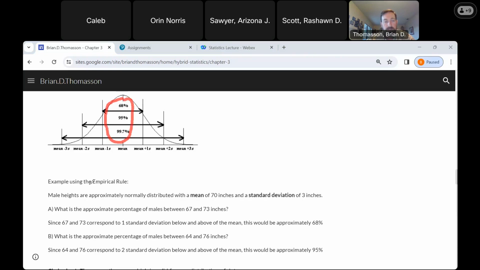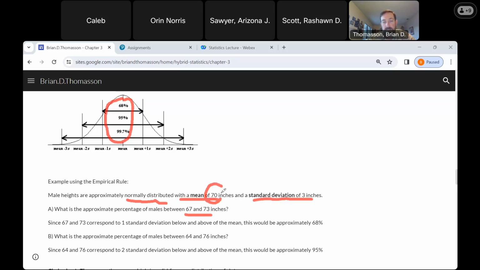All right. So in this example, it says male heights are approximately normally distributed with a mean of 70 inches and a standard deviation of 3 inches. Okay. So we have that it's normally distributed, a mean, and a standard deviation, so we can use the empirical rule. It says, what is the approximate percentage of males between 67 and 73 inches? So we just have to figure out if this is 1, 2, or 3 standard deviations away.